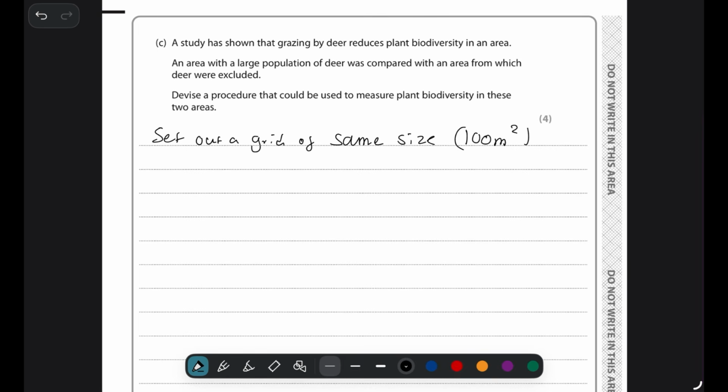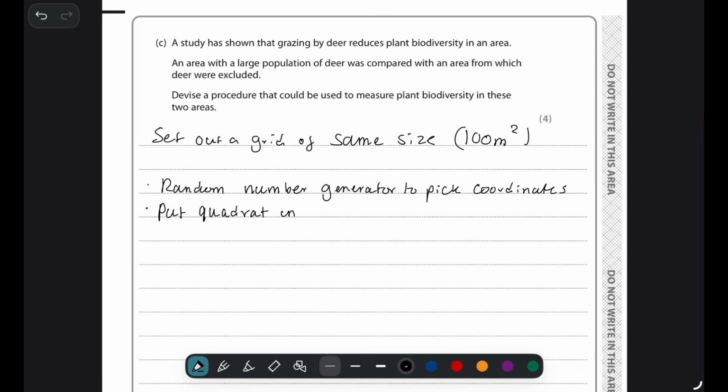Again, if you've studied the practical, you'll know. So you need to maybe do a random number generator to pick coordinates. Yep, because throwing it isn't actually random. So random number generator to pick coordinates. And then that is where you're going to put the quadrat down. So put quadrat, and again, you're thinking key terminology, equipment. So you put the quadrat in those coordinates, or at those coordinates.